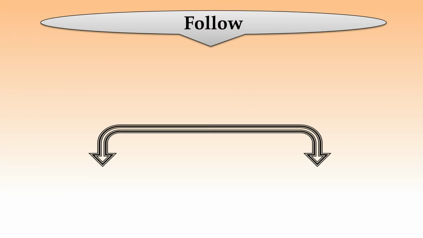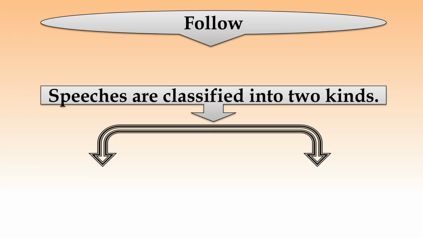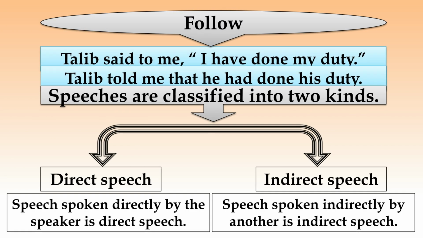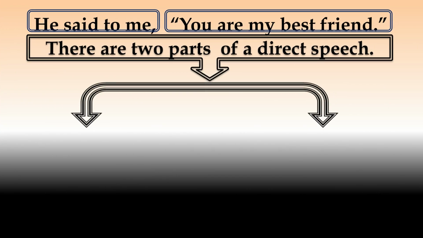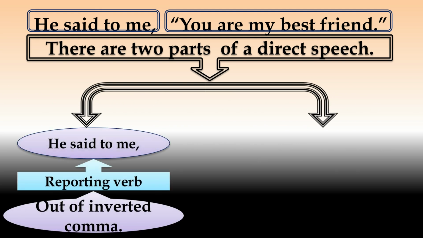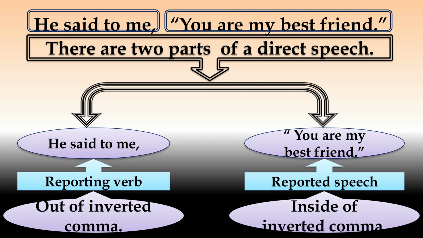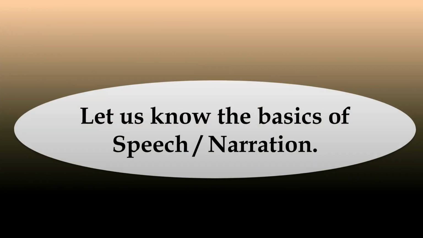Speeches are classified into two kinds: direct speech, which is spoken directly by the speaker, and indirect speech, which is spoken indirectly by another. A direct speech has two parts: the reporting verb, which is outside the inverted comma, and the reported speech, which is inside the inverted comma. Let us now cover the basics of speech or narration.